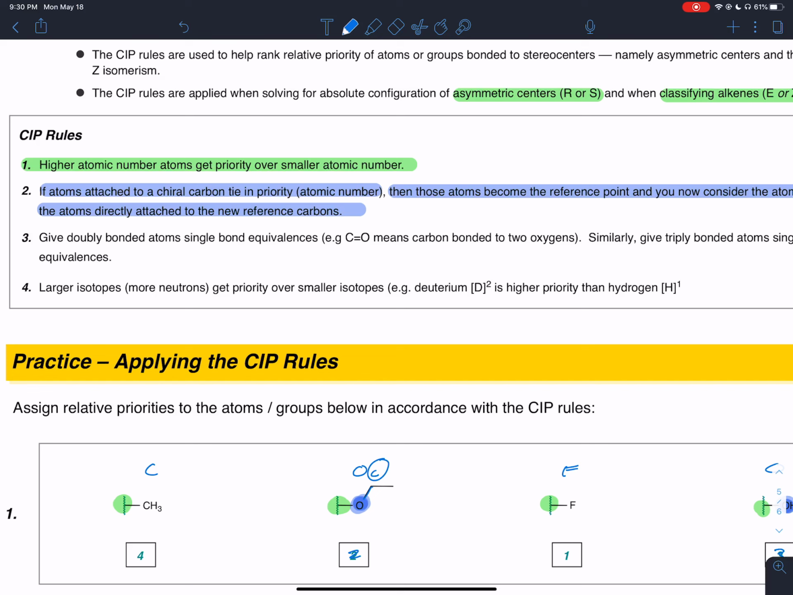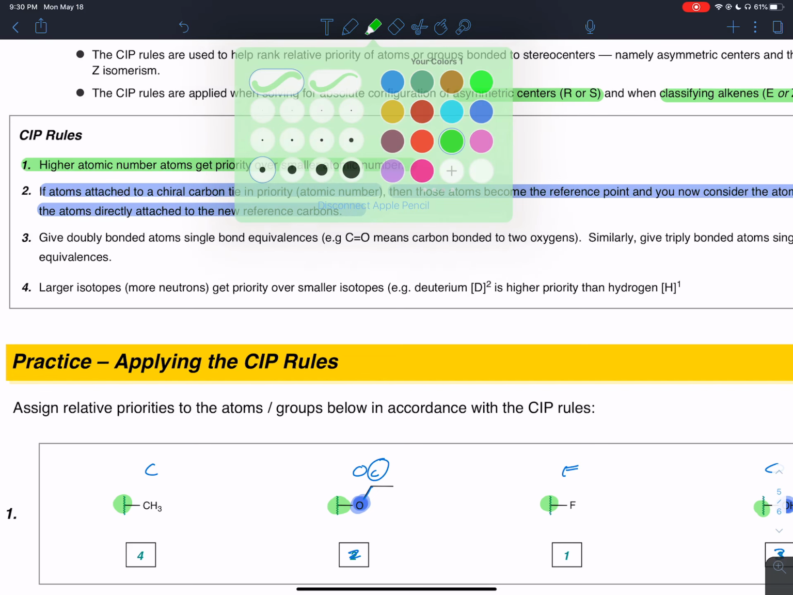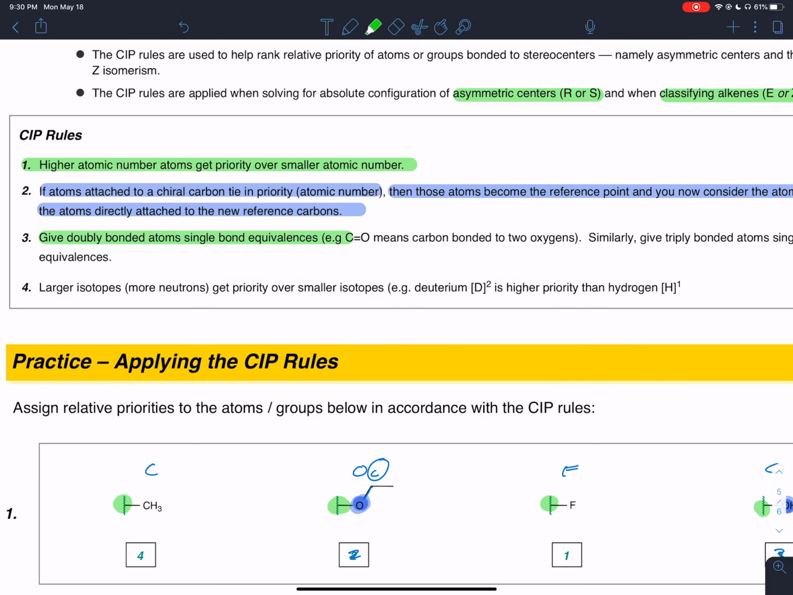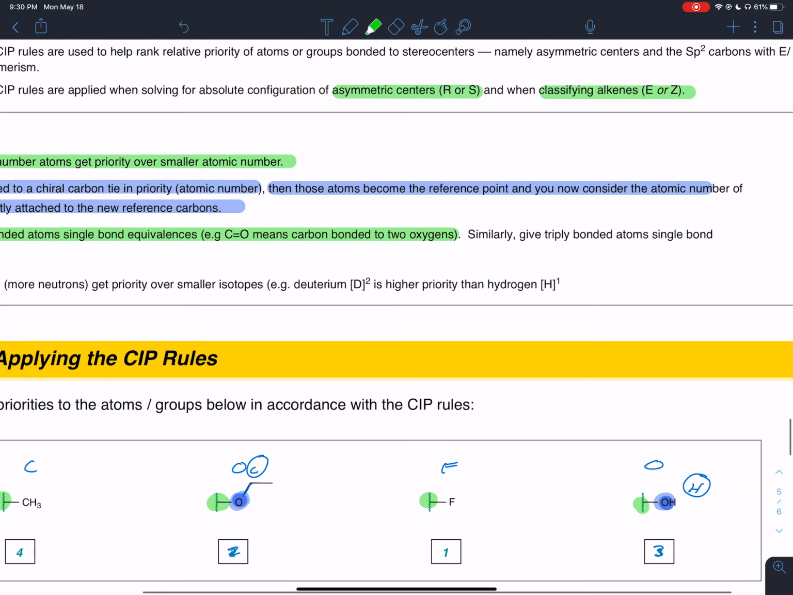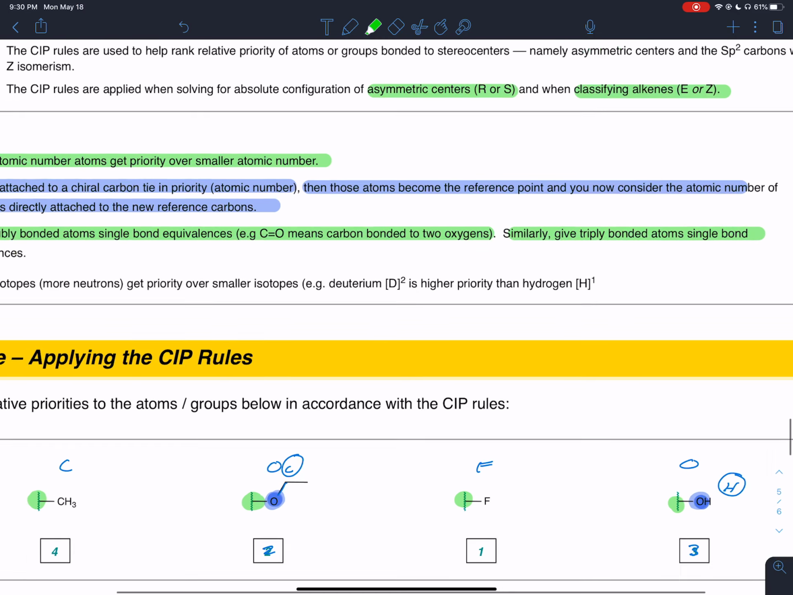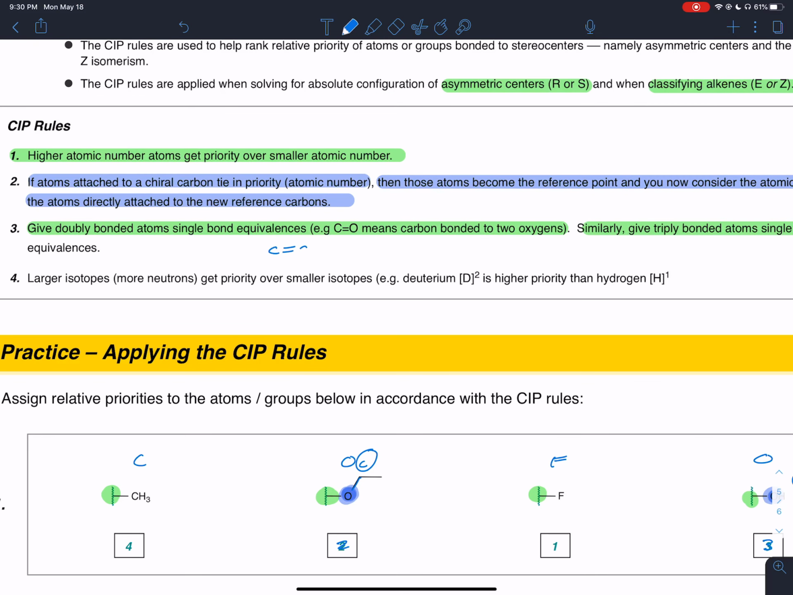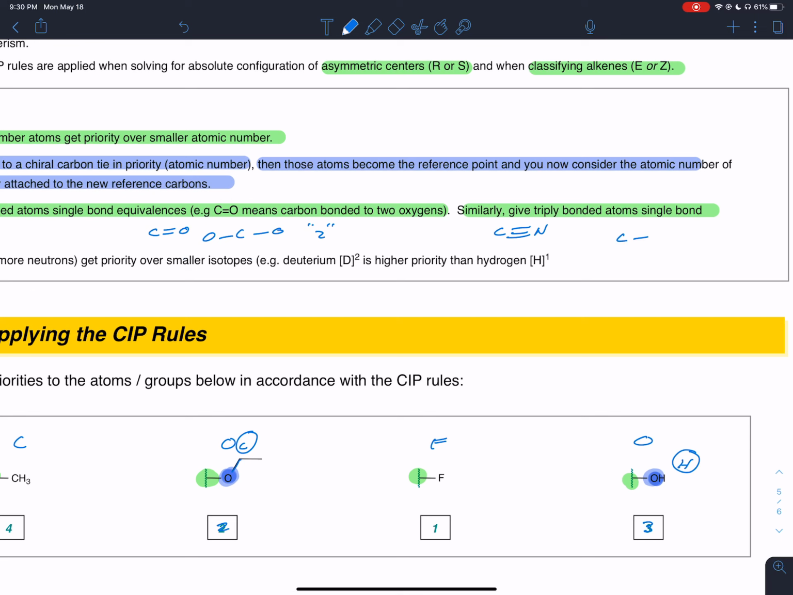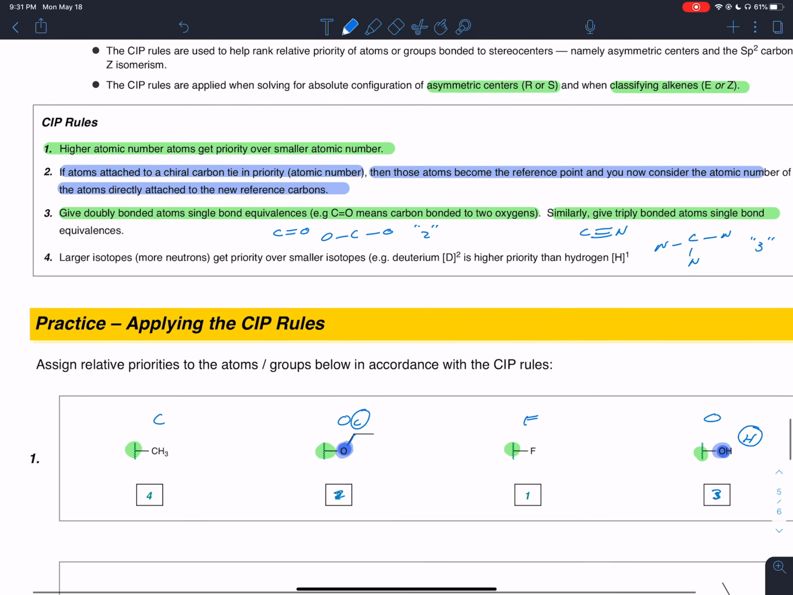Now, the next rule of the Cahn-Ingold-Prelog rules is that we will give doubly bonded atoms single bond equivalences, and we will similarly give triply bonded atoms single bond equivalences. What that means is if you had a C double bond O, we would classify that technically as a carbon making two, quote unquote, two oxygen connection points. If you had a carbon triply bonded to a nitrogen, we say that carbon is bonded to 3 nitrogen atoms, according to the Cahn-Ingold-Prelog rules.